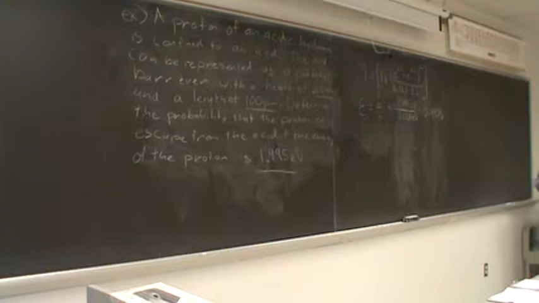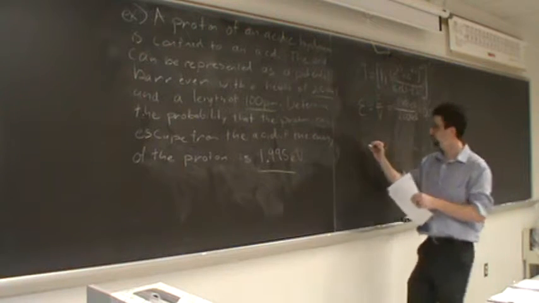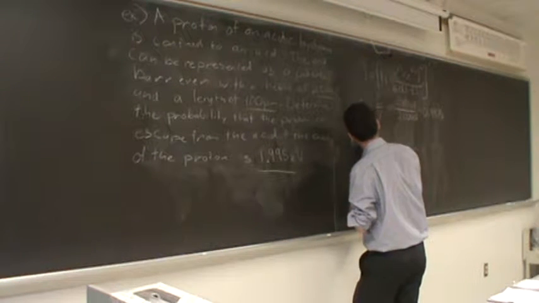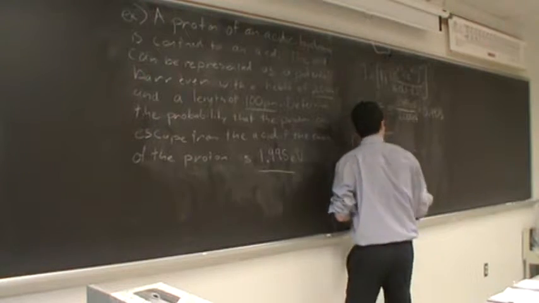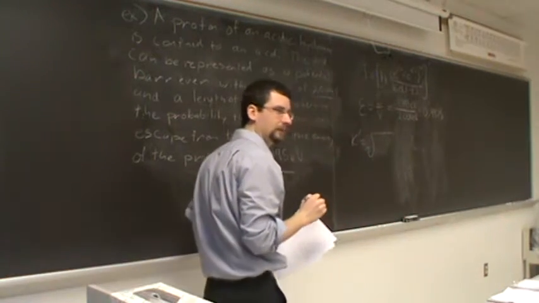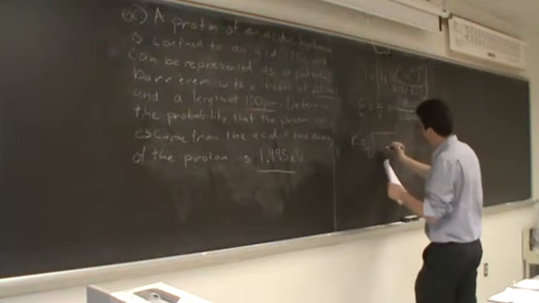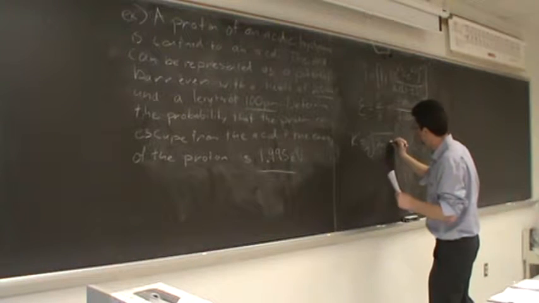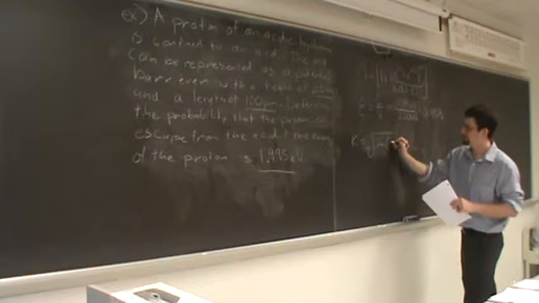Okay, so we got epsilon. What else are we looking for, or what else do we need? K prime. You remember how we found k prime? The square root of a bunch of junk. 2m over h squared. Oh, I'm sorry, 2m(V minus E) over h bar squared.